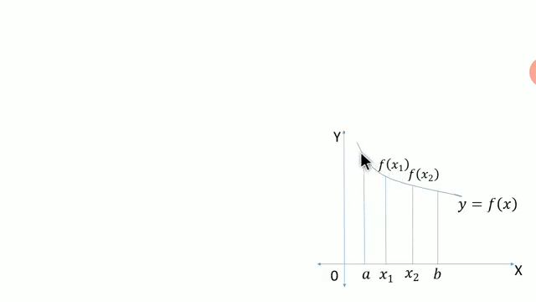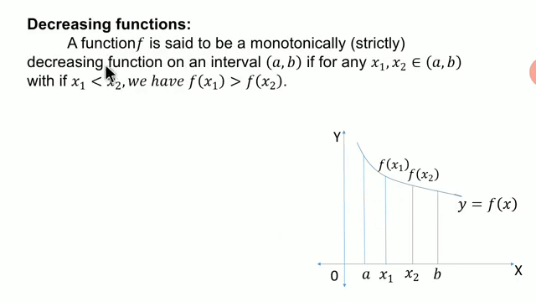Now see the decreasing function. Here, see the graph of the curve y is equal to f of x. Here we observe as x increases, y decreases. x increases but y decreases. So a decreasing function is defined as follows: a function f is said to be monotonically decreasing on an open interval a to b, if for any x1, x2 belonging to the open interval a to b, with x1 less than x2, we have f of x1 is greater than f of x2.